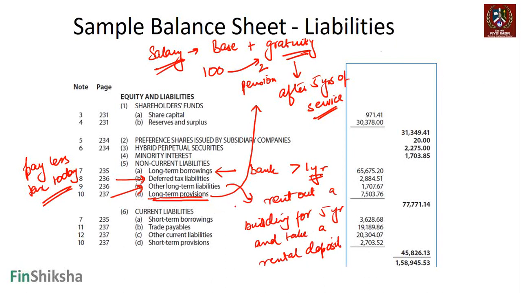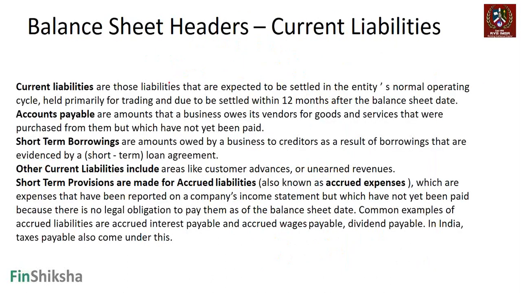Right, so just a quick recap around all of these. Current liabilities are liabilities that are expected to be settled in the entity's normal operating cycle, held for trading and due to be settled within 12 months. So typically your operating cycle. Accounts payable are amounts that a business owes to its vendors for goods and services that have been purchased but not yet been paid.